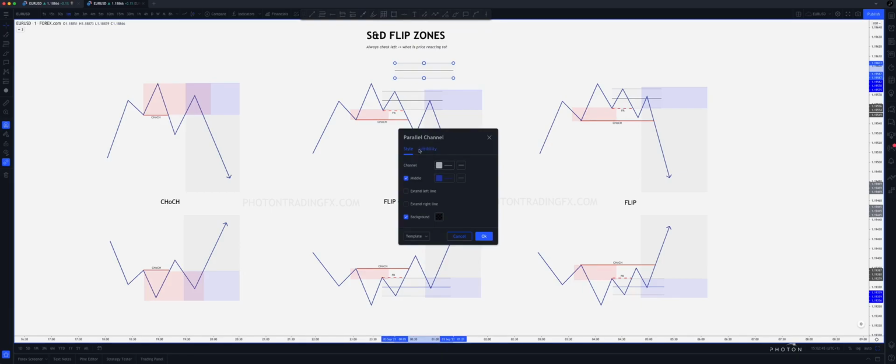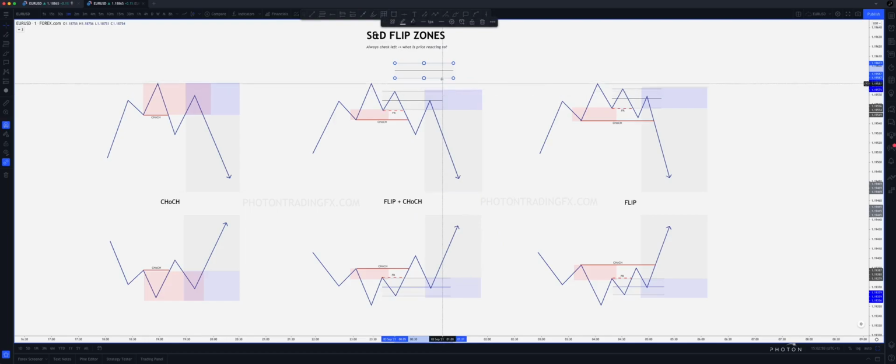If I just show you the settings for that, essentially that's how I've got it if you want to copy that template. But for now, like I said, all I want you to focus on is that this is just another way of drawing a supply zone, okay? So yeah, that's it.